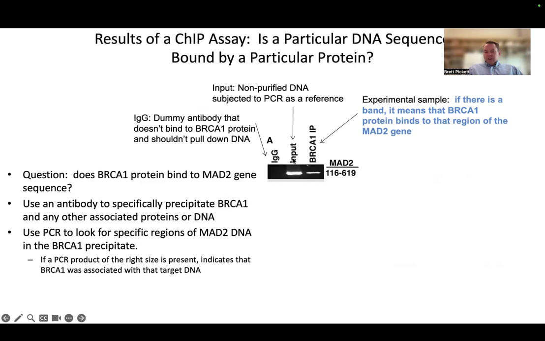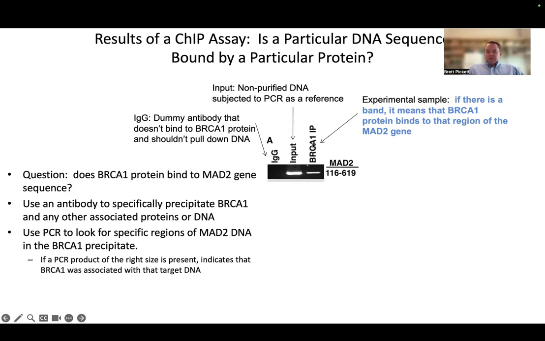In the middle lane, what we're doing is we are using complete genomic DNA that hasn't been purified, hasn't been immunoprecipitated. It's just all of the DNA to make sure that, yes, our primers work and they do stick to that DNA and they do amplify what's between it. So this is kind of like a positive control.